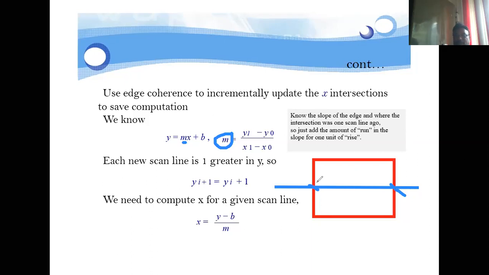These are the 2 points, x0 y0 and x1 y1. If both are on the line and I have to calculate the slope, then the slope becomes y1 minus y0 divided by x1 minus x0. Okay, so each scan line is 1 greater in y. Suppose I have put this yi plus 1, so I have to put whatever the yi equation, म्हणजे मी समजायला yi equation म्हणलं, so +1. Okay, so you need to compute the x by giving the scan line. So what is the x value? That is, x becomes y minus b divided by m. Okay, that is my intersection value.